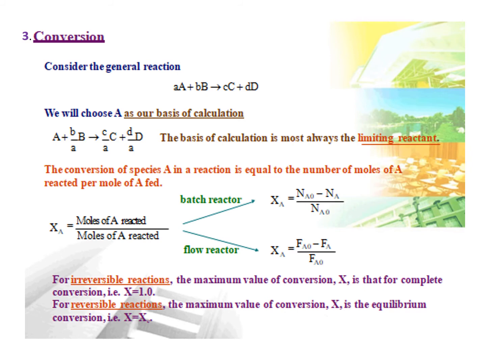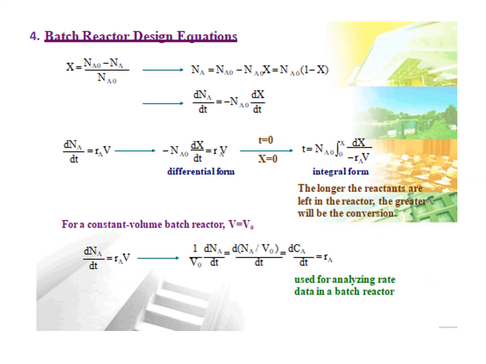For irreversible reactions, the maximum value of the conversion X is that for complete conversion, which is equal to X = 1. For reversible reactions, the maximum value of conversion X is the equilibrium conversion, that is, the final conversion is equal to the equilibrium conversion. So after conversion, we'll discuss the batch reactor design equation.